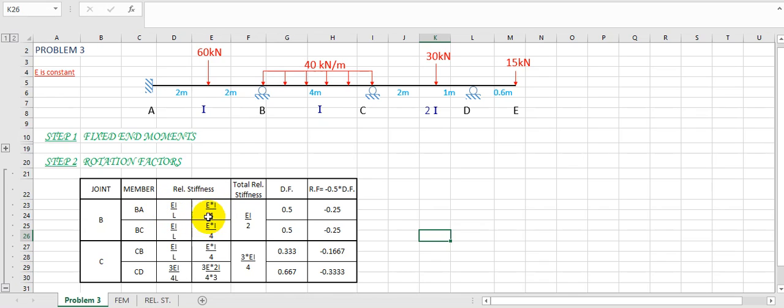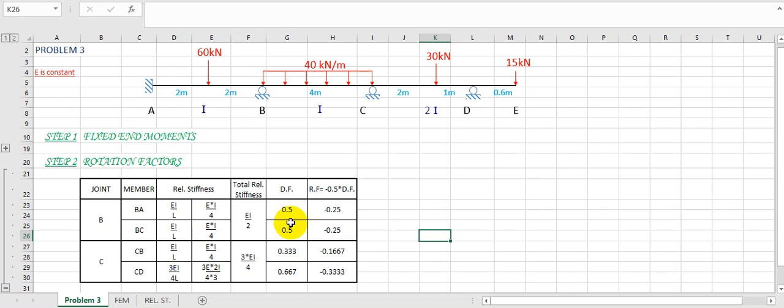Got it? Now you have to just substitute everything properly for every member. Okay, so it's EI by 4 since I is not changing for member BA. It's EI by 4 again for BC since I is not changing. For CB again EI by 4, and for CD it's 3 by 4 E into 2I, since for CD it is 2I by L. L is 3. Okay, now total relative stiffness is addition of relative stiffness of BA and BC. Okay, this is total relative stiffness for joint B, and total relative stiffness for joint C is addition of relative stiffness of member CB and CD. Okay, so if I add these two, I get as EI by 2, and if I add these two, I get 3 by 4 EI.